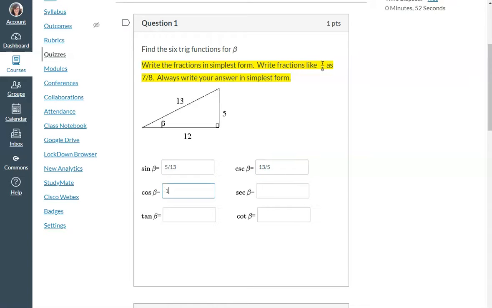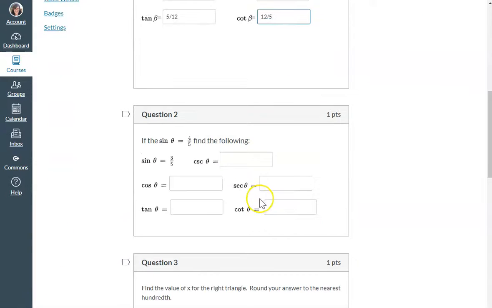Cosine is adjacent over hypotenuse, so 12 over 13. Secant flips that, so it's going to be 13 over 12. Tangent is opposite over adjacent, so 5 over 12. And cotangent flips that, so that's 12 over 5. And I would simplify these fractions if I could. On this question, I do not need to. Okay.